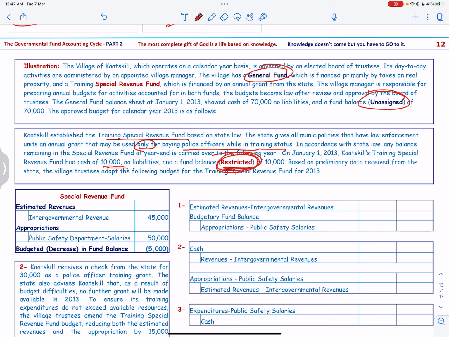So first of all, once again, we record the budgetary journal entry. Estimated revenue, intergovernmental revenue, is 45,000, that is debit by 45,000. The appropriations are 50,000, and the difference is the budgetary fund balance. In this case, obviously, it is debit because credit is more than the debit.